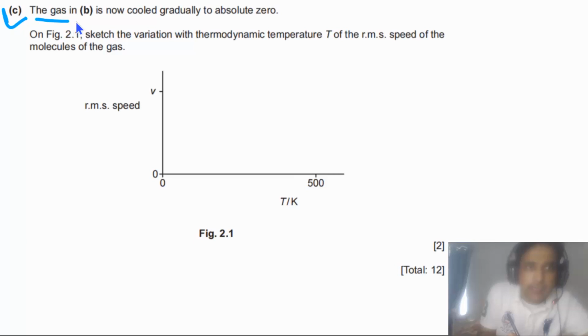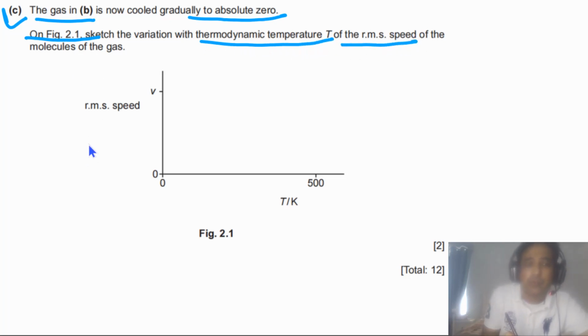Part C says the gas in V is now cooled gradually to absolute zero. On figure 2.1, sketch the variation with thermodynamic temperature T of the RMS speed of the molecules of the gas. We have RMS speed on y-axis and we have temperature in Kelvin on x-axis.